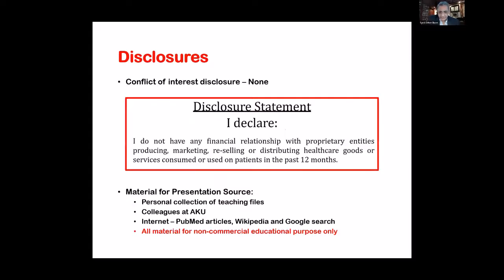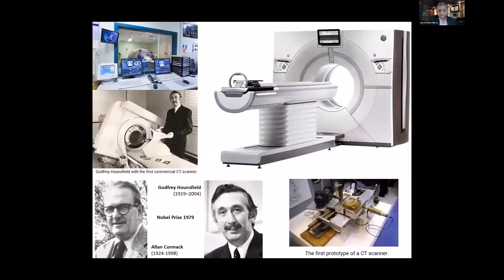Disclosure statement: some of these are my pictures, but a lot of them are from the internet, and Radiopaedia is one of the main sources.